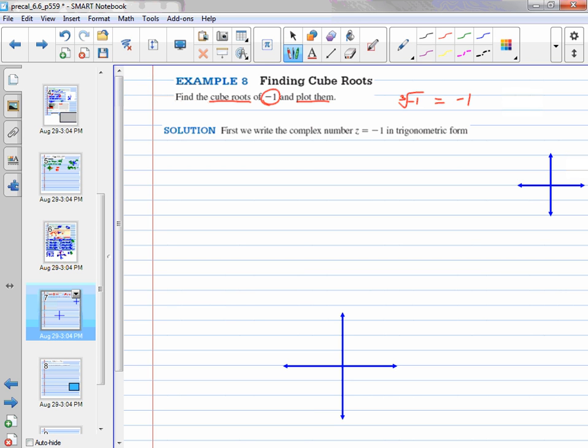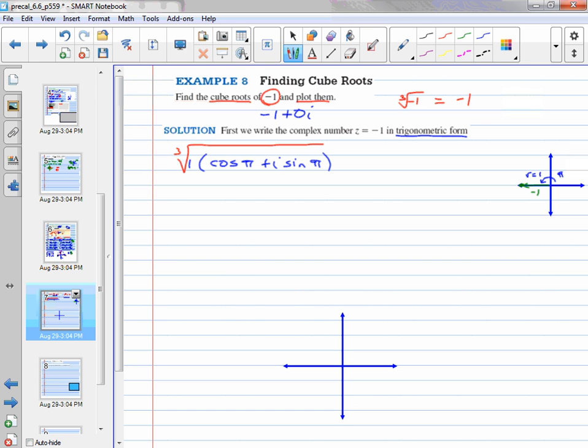Now, -1 is -1 plus 0i. But that's standard form. I need this in trig form before I can apply my method of finding all the roots. So if I take -1, there's -1 in the real direction, 0 in the imaginary. Well, it's not hard to convert it to the trig form. That distance, the radius, is 1, and the angle is pi. So it is 1, cosine pi plus i sine pi. There's the number that we want to find the cube roots of. And there will be 3 of them.